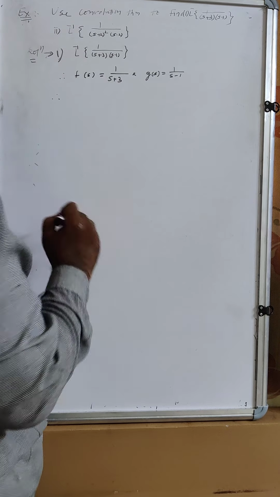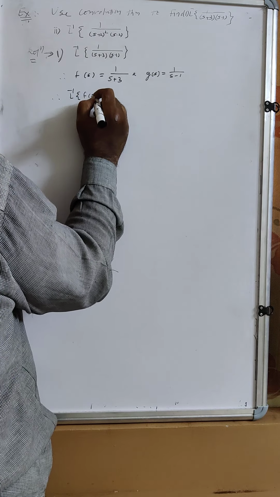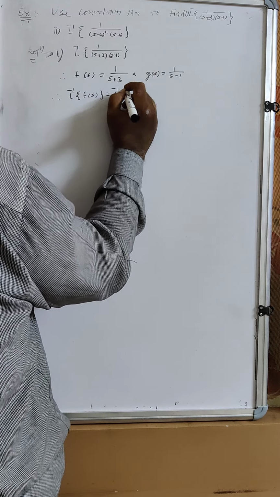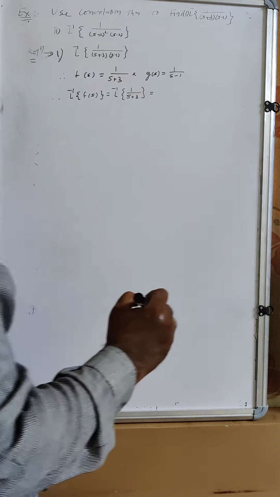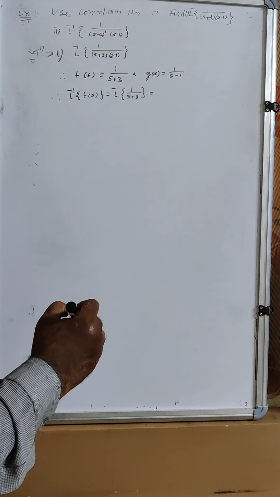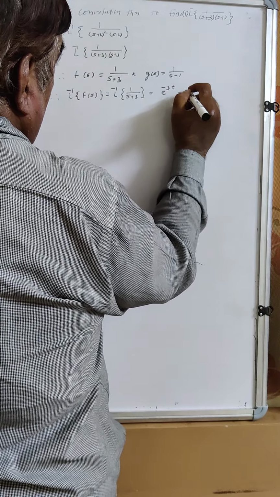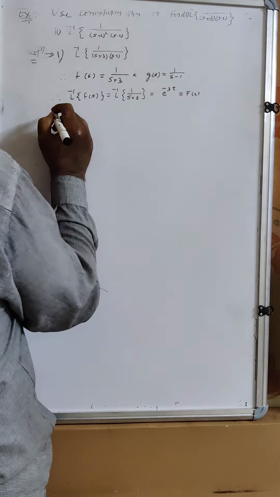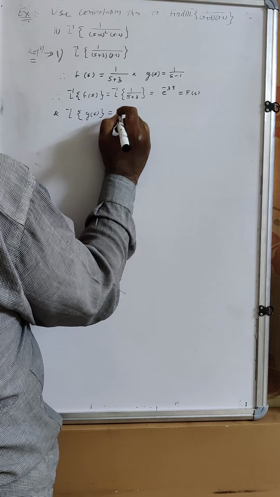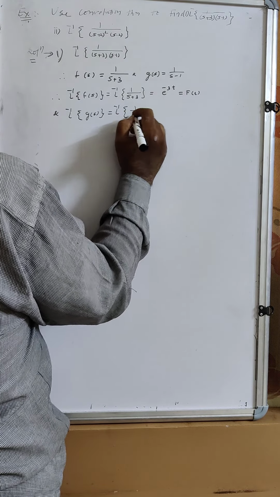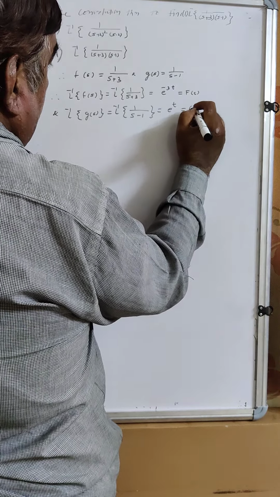Taking inverse Laplace transform on both sides, Laplace inverse of F(s) is equal to Laplace inverse of 1 upon s plus 3. We know that Laplace inverse of 1 upon s plus k is e raised to minus kt. Here k is 3, therefore e raised to minus 3t, that is f(t). And Laplace inverse of G(s) is equal to Laplace inverse of 1 upon s minus 1 is equal to e raised to t, that is g(t).